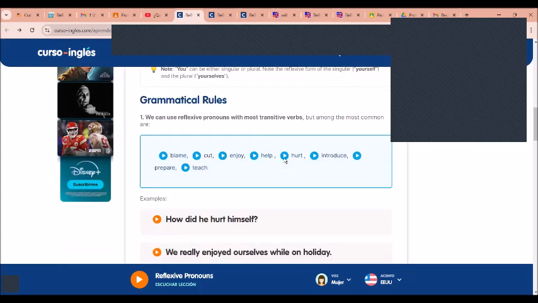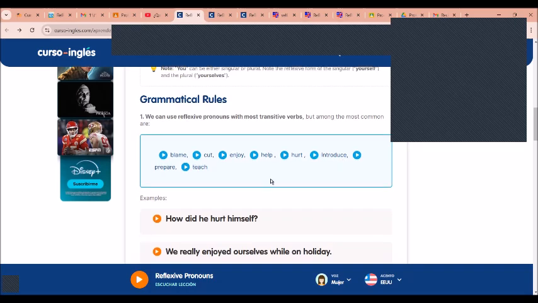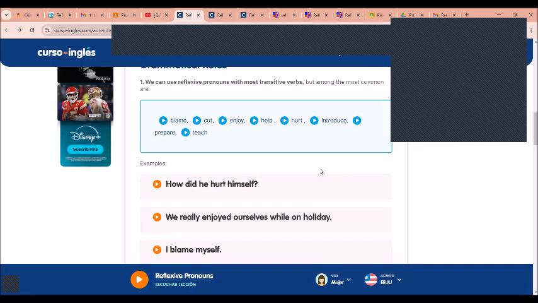I think the person who jumped in the earliest was Jorge. So Jorge, let's start with you. Number one. Yes, grammatic rules. We can use reflexive pronouns with most transitive verbs, but among the most common are blame, cut, enjoy, help, hurt, introduce, prepare, teach. Examples: how did he hurt himself?